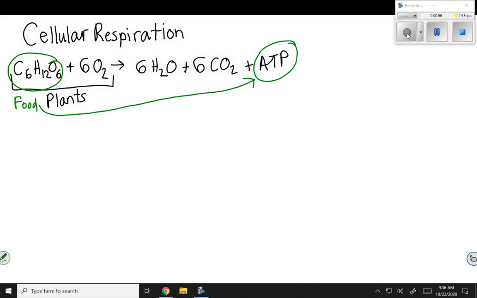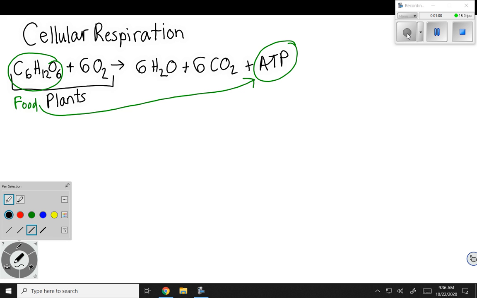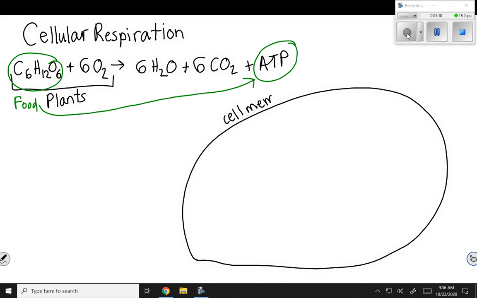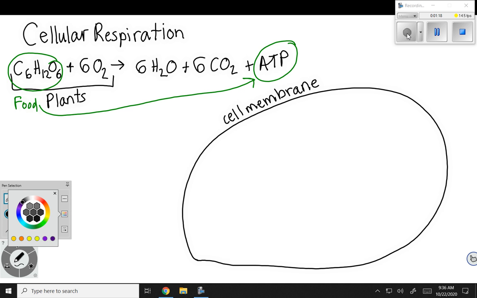Cellular respiration occurs in the mitochondria. That's why everybody calls it the powerhouse of the cell. So I'm going to draw a cell. That black thing that I just drew is the cell membrane. So the whole inside of the cell would be full of cytoplasm and all the organelles. I want you to picture like the nucleus and the ER and the Golgi and all of those guys.